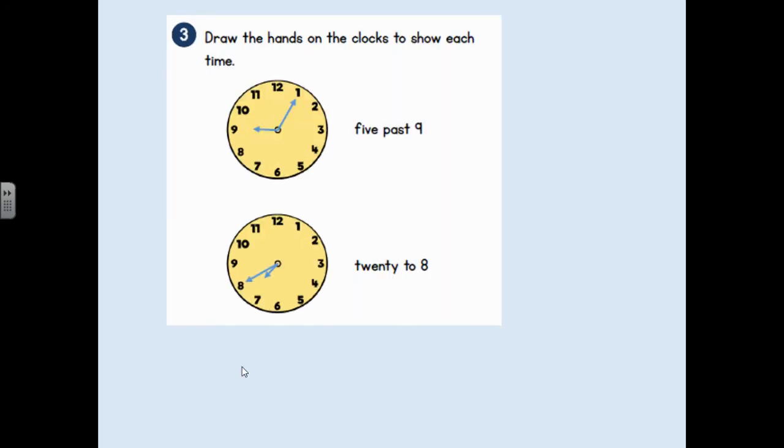Right. We had to draw the hands on the clock. So it was 9:05. So the minute hand is on 1. And the hour hand is on 9. 20 to 8, the minute hand is on 8 and the hour hand is just before 8.